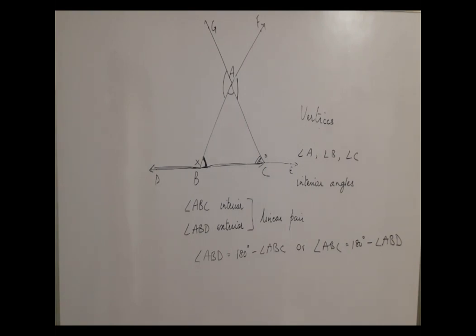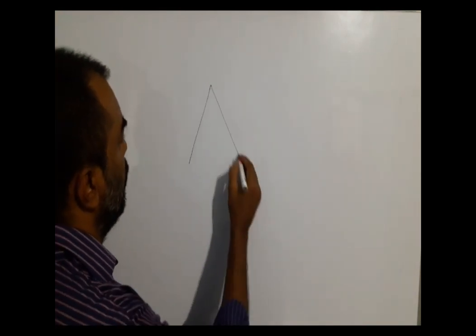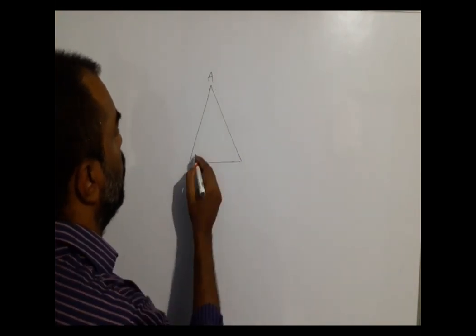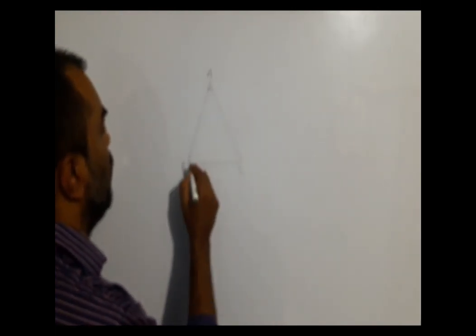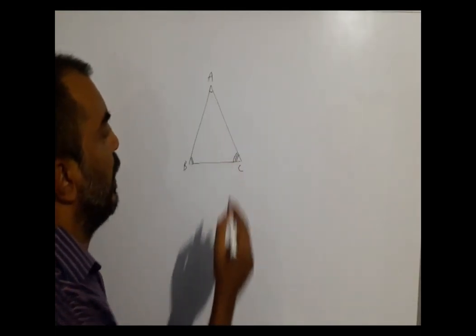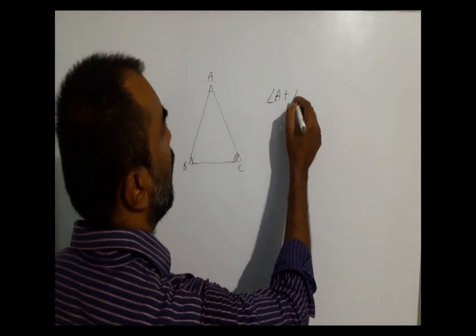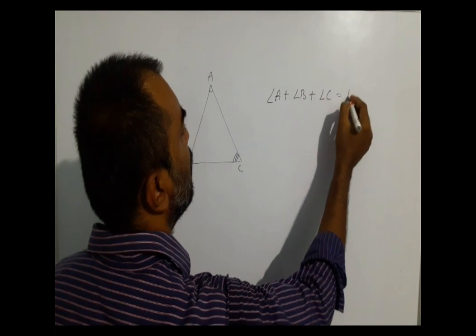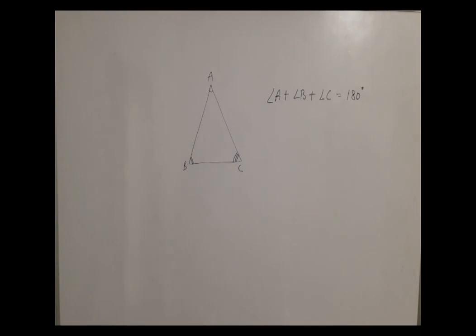The first theorem is the angle sum property. Let us see what the angle sum property is. Suppose we have a triangle ABC. So this is angle BAC, angle ABC and angle ACB. There are three angles. The property says the sum of the three interior angles is always equal to 180 degrees. This is theorem 1: the sum of the angles of a triangle is 180 degrees.